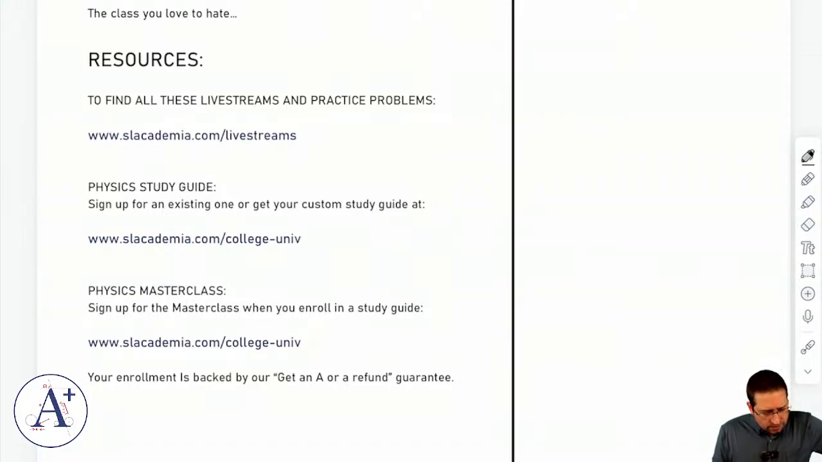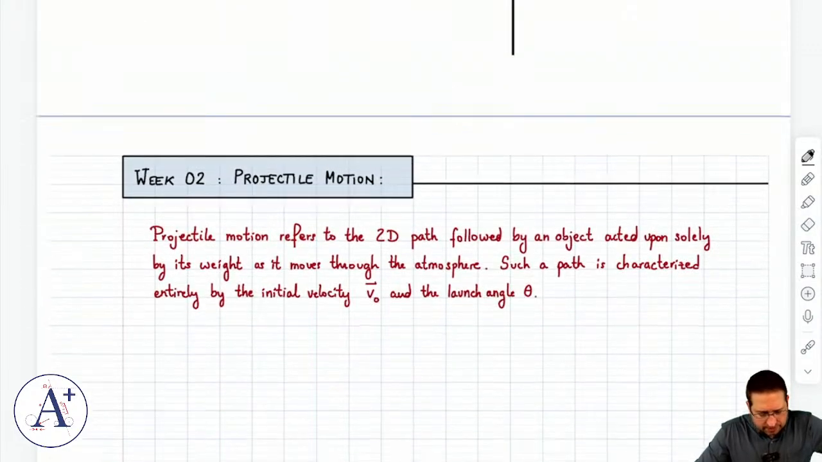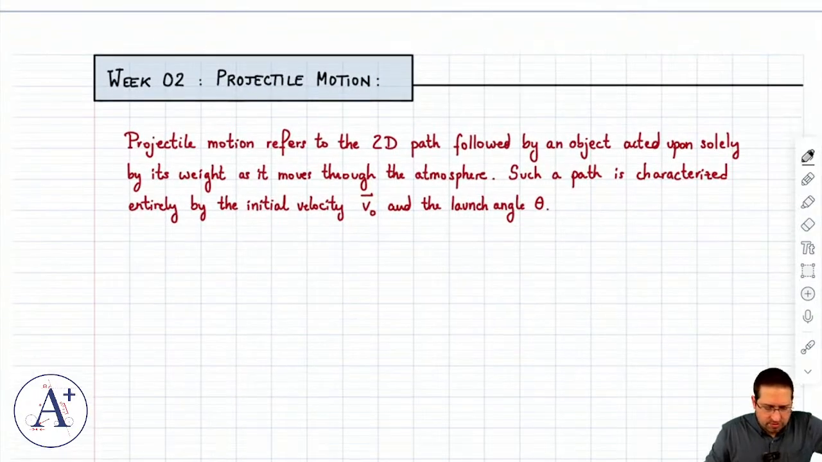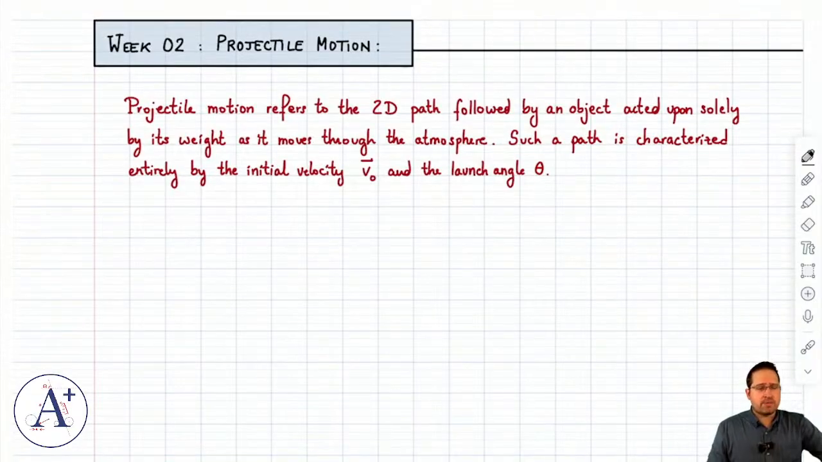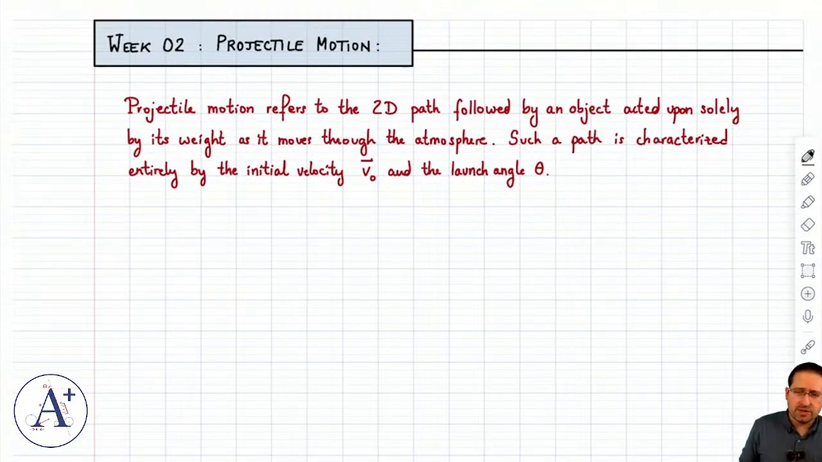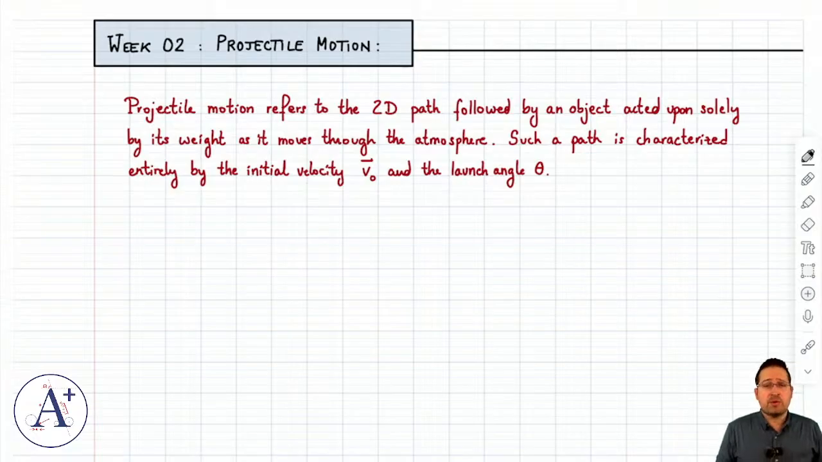All right. So with all of that said, now that we're done with the administrivia stuff, let's talk about projectile motion. So I put down the definition just because it's always nice to have a definition. And what we mean when we say projectile motion is basically we're referring to the two-dimensional path that is followed by an object that is acted upon solely by its weight as it moves through the atmosphere.